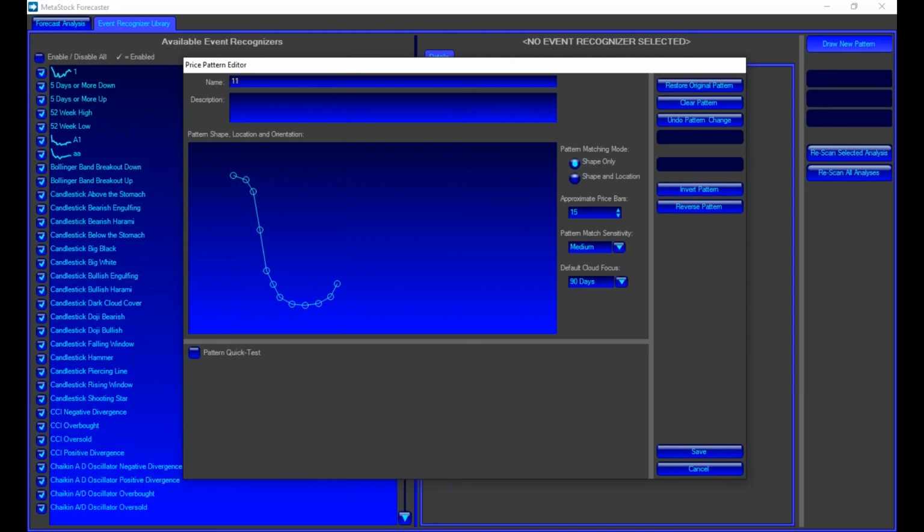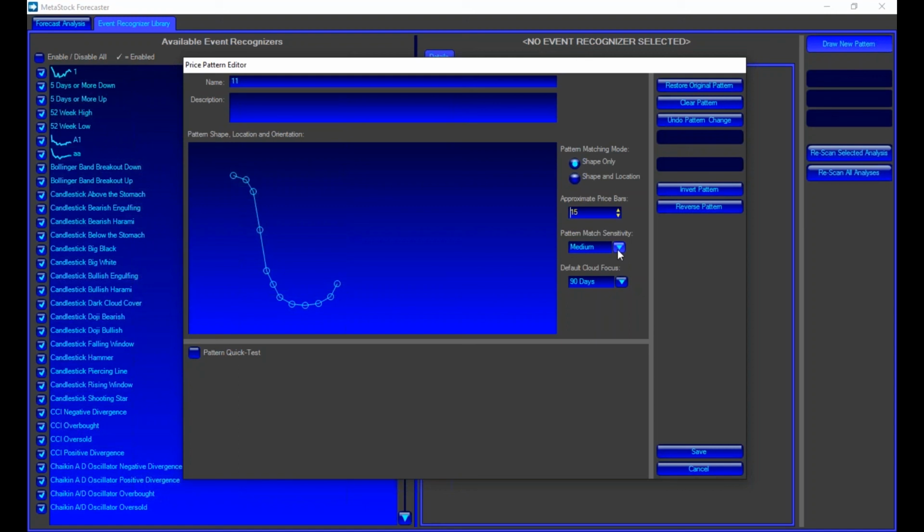Just put that as 1-1, so it rises to the top. I can put a description here, say this is a J-hook pattern. Look for the instrument to do this afterwards or whatnot. I can change all of the pattern's different aspects. So I can look at approximately 16 bars, 15 bars, 17 bars. I can change that if I want kind of a longer pattern. And it does say approximate price bars, so if it happens within 14 or 17 bars, it's still going to hit, just at kind of a lower accuracy.